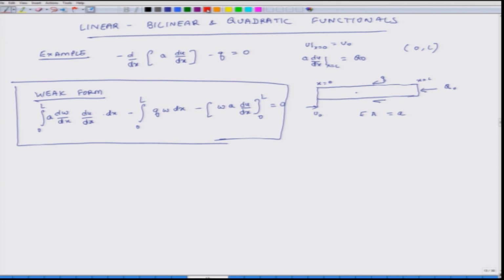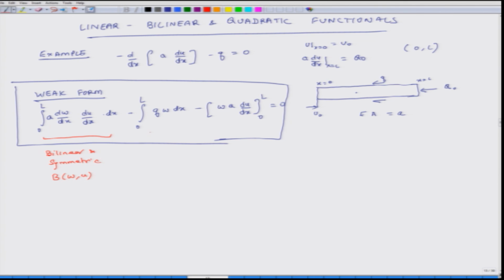And now, please pay attention to these terms. The first term is symmetric in W and U. If I replace W by U and U by W, I get the same term. Also, the coefficients of W and U are 1. So, it is symmetric in W and U and also linear in W and U. So, it is bilinear and symmetric, and let us say I call it B of W and U.